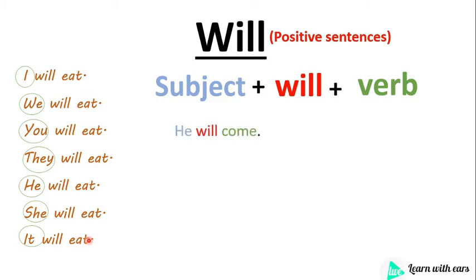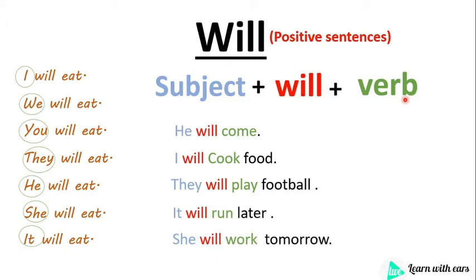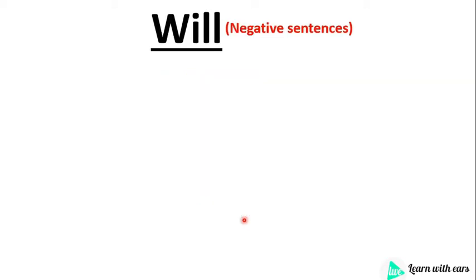Okay, he will come, I will cook food, they will play football, it will run later, and she will work tomorrow. Okay, so now we know to make positive sentences in future simple tense, we first use subject, he is the subject, then will and verb. Okay, these are positive sentences. Now let's see how to form negative sentences.